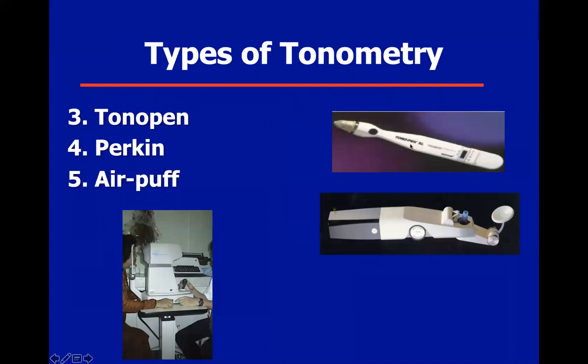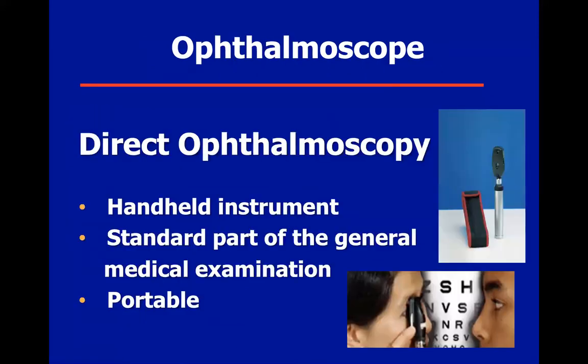We have something called the Tonopen. I like this simply because you can carry it in your pocket. You also have the Perkins, again, another mode of examining. And then, of course, most of you, if you've gone to an ophthalmologist, you've had the air puff, where, whoosh, it's air that measures your pressure.